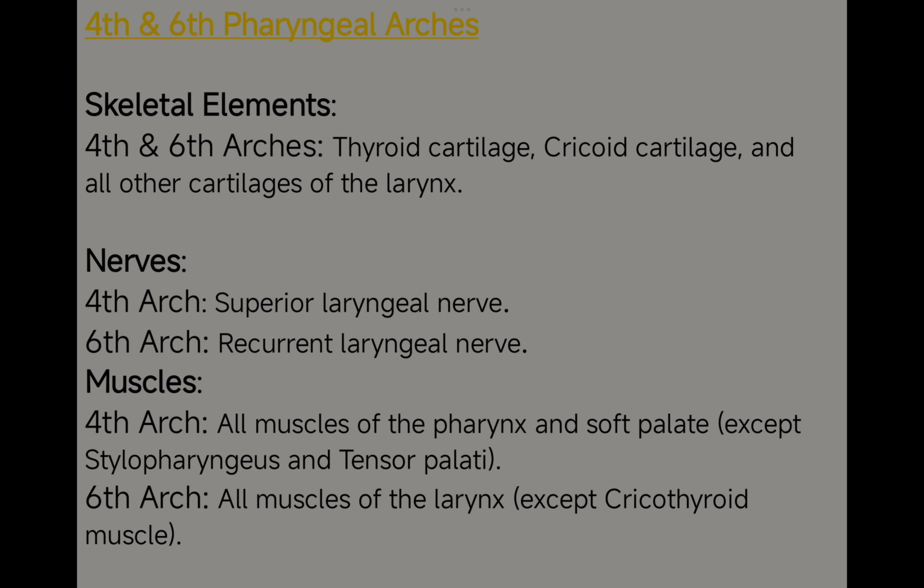Skeletal elements which develop from the fourth and sixth pharyngeal arches are thyroid cartilage, cricoid cartilage, and all other cartilages of the larynx. Superior laryngeal nerve develops from the fourth pharyngeal arch, and recurrent laryngeal nerve develops from the sixth pharyngeal arch. All the muscles of the pharynx and soft palate except stylopharyngeus and tensor palatine muscle develop from the fourth pharyngeal arch, and all the muscles of the larynx except cricothyroid muscle develop from the sixth pharyngeal arch.